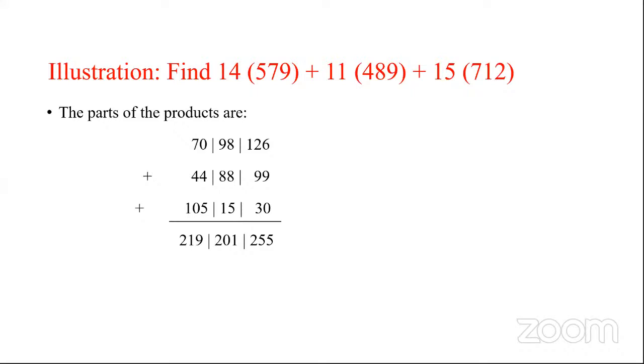Now I have 3 parts. Every part has 3 digits. Observe the difference. In all the previous problems, every part used to have at the most 2 or 1. But the rule remains the same.